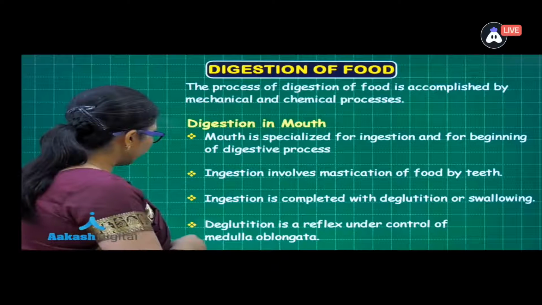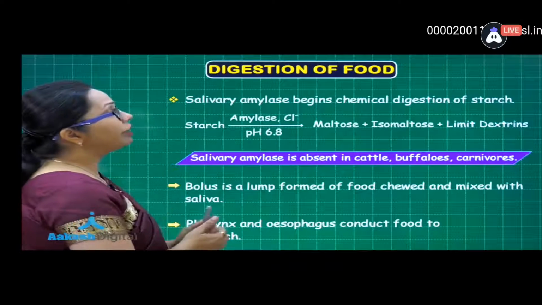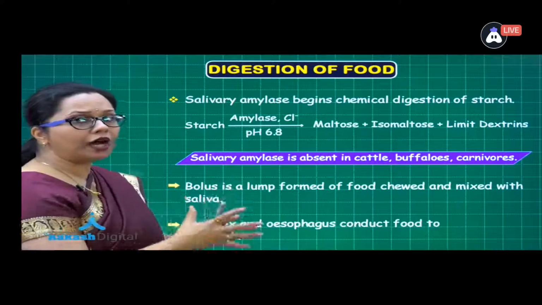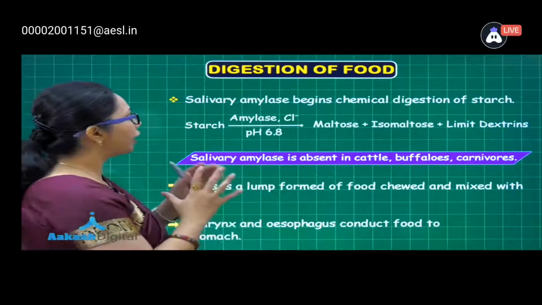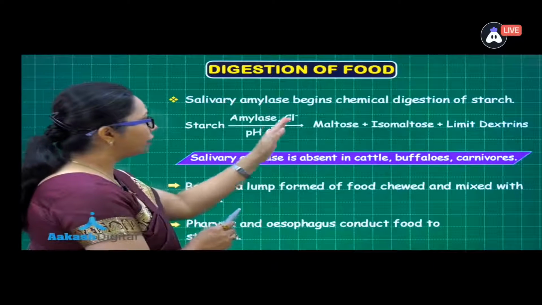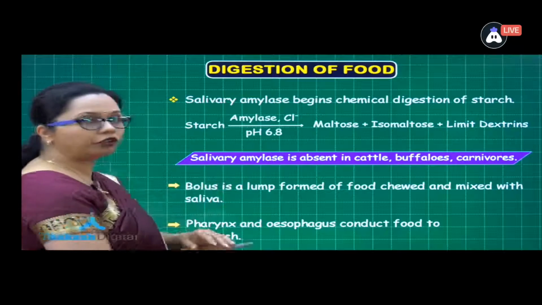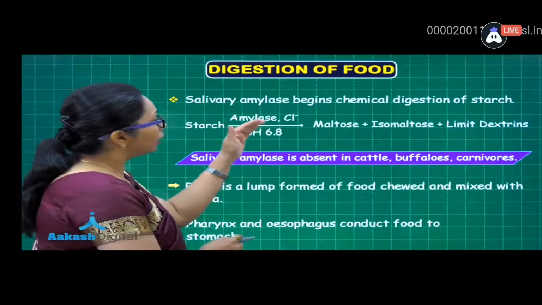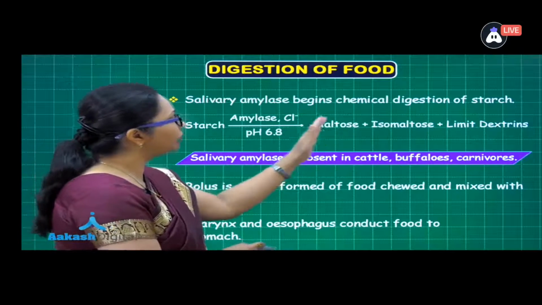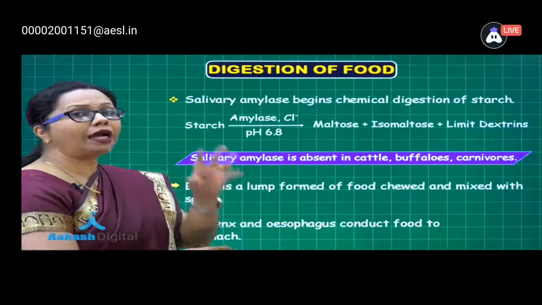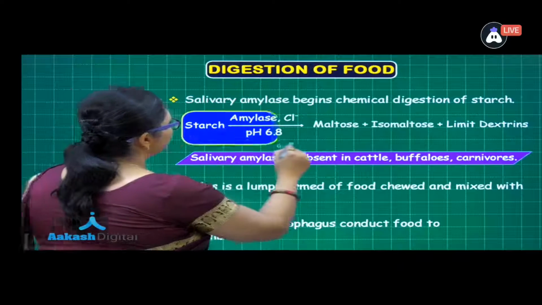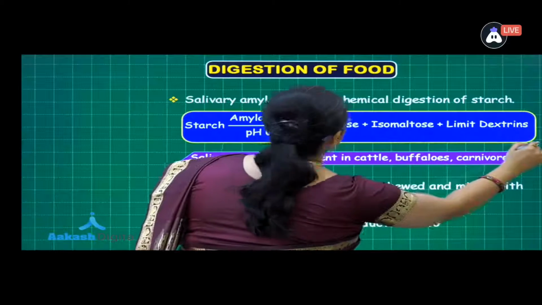Now, in the mouth, there is another thing happening: salivary amylase is acting on the starch, and of the starch that we have taken in, nearly 30% is hydrolyzed by the action of salivary amylase. And salivary amylase is activated by chloride ions. It works at a pH of 6.8, that is the optimum pH for it, and starch is broken down to disaccharides, that is maltose and isomaltose, and an oligosaccharide, that is limit dextrins. So this process is taking place in the buccal cavity.